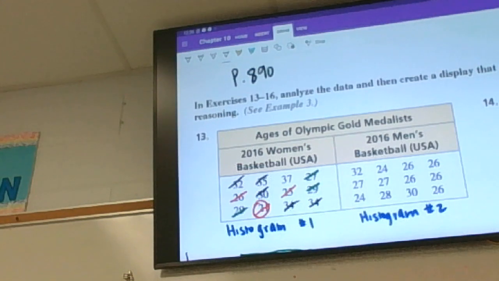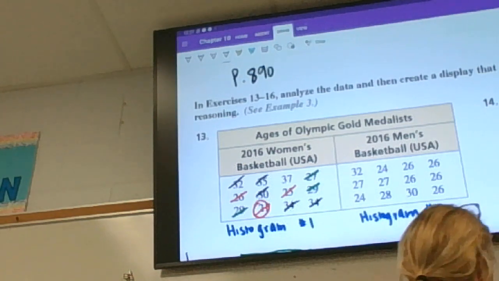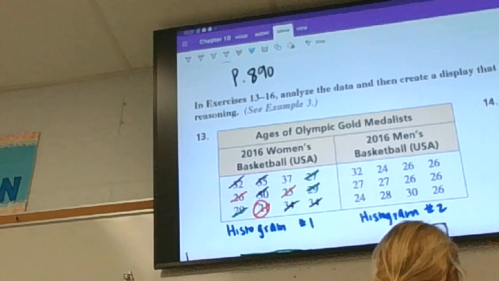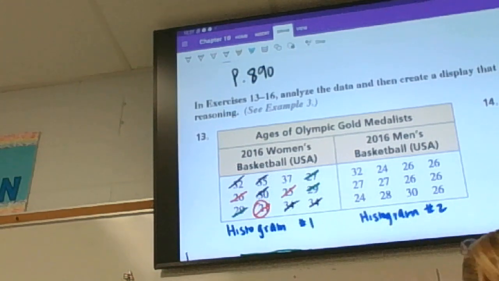So should we pick the same intervals on the men's histogram? Now the low on the men's, the youngest, is 24. So already by analyzing this data, we're seeing there's a difference. And the oldest, whoa, is 32. So the span between low and high for men is much different than women. I'm still gonna do a 3-year interval, but I'm not gonna start at 21 to 30. I'm gonna start at 24. I don't have enough room. 24, 25, 26. Is this gonna be the same? Yeah, that's the same.